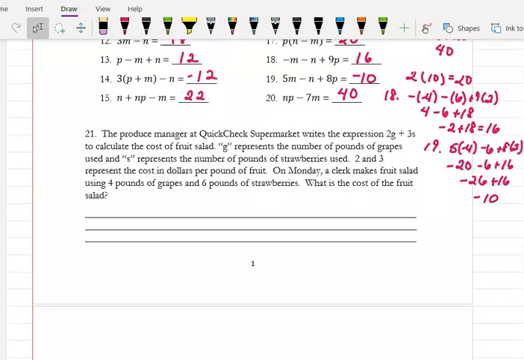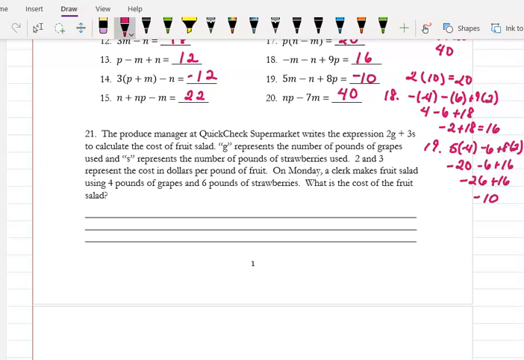Okay, the produce manager at Quick Check Supermarket writes the expression 2G plus 3S to calculate the cost of fruit salad. G represents the number of pounds of grapes used and S represents the number of pounds of strawberries used. 2 and 3 represent the cost in dollars per pound of fruit. On Monday, a clerk makes fruit salad using 4 pounds of grapes and 6 pounds of strawberries. What is the cost of the fruit salad?